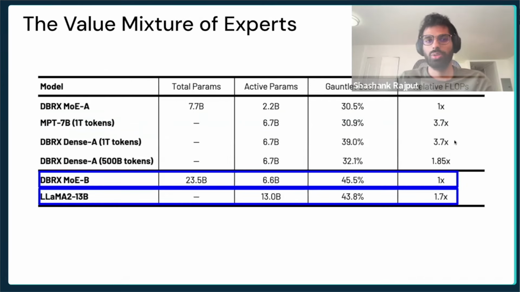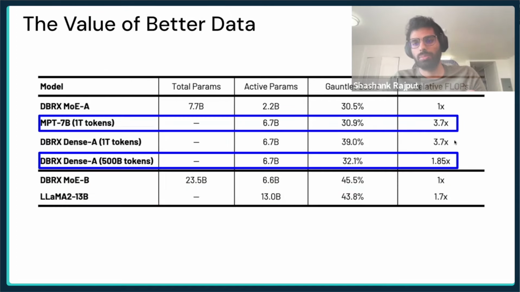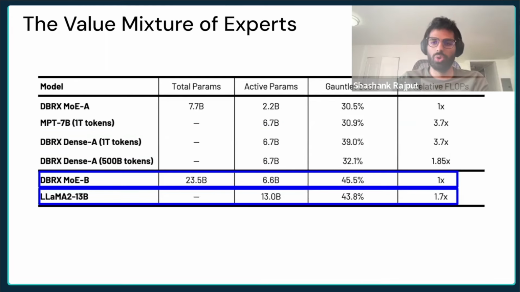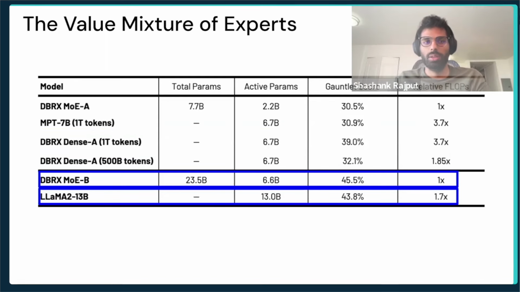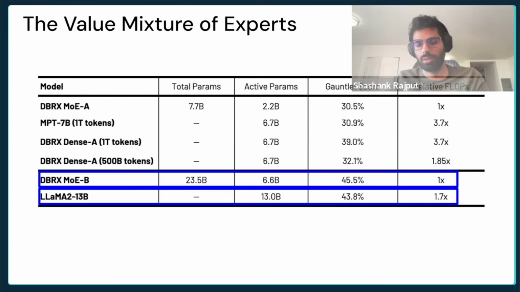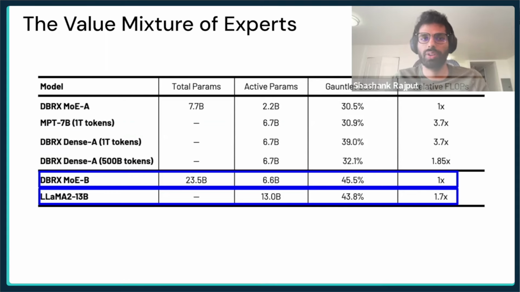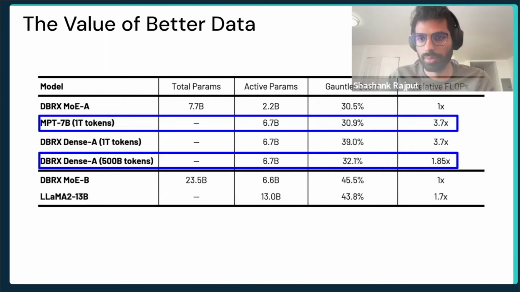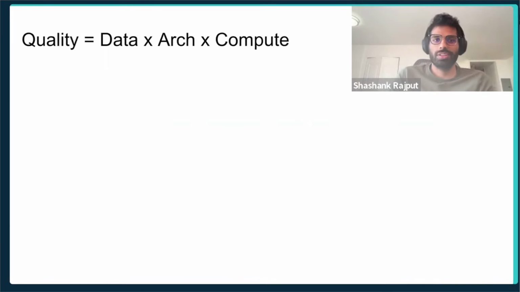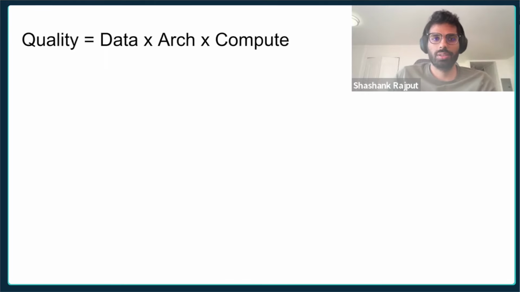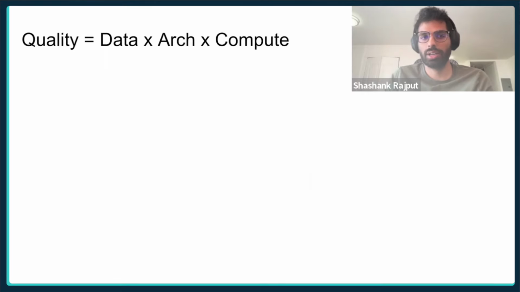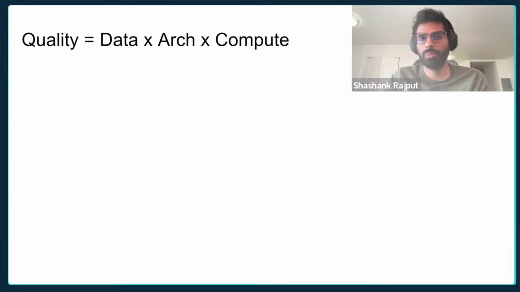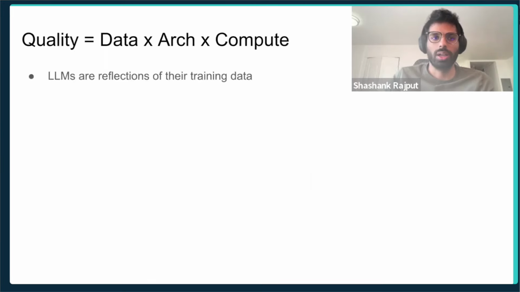So these two slides basically show the value of the training efficiency that you get from mixture of experts and the training efficiency you get from just getting better data. Three components that decide your quality are the data, as we saw, the architecture, and obviously the amount of compute that you are able to throw in.